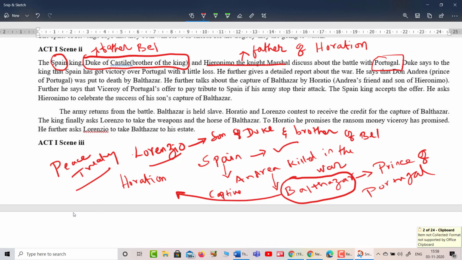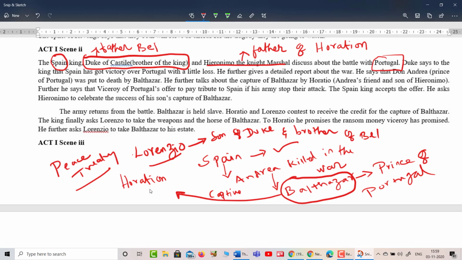Okay. So what happens is, when Horatio claims that he has captured Balthazar, Lorenzo too claims that he was involved in capturing Balthazar. So both of them compete. So the army returns. After the peace treaty, the army returned and Balthazar is held as slave, and Horatio and Lorenzo contest to receive the credit for the capture of Balthazar. So both of them are competing.